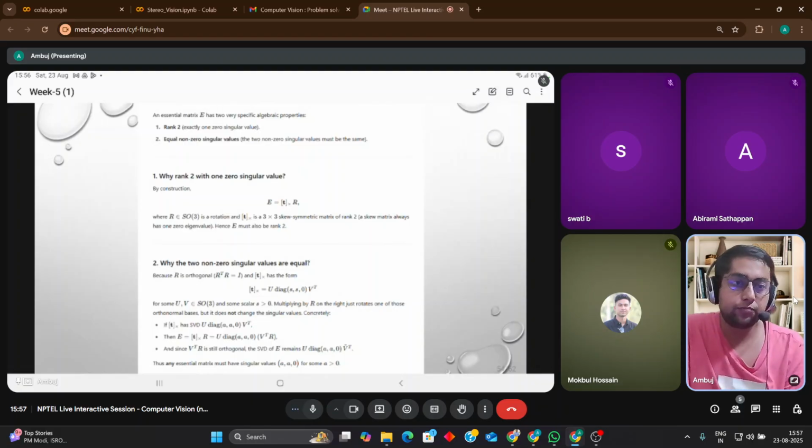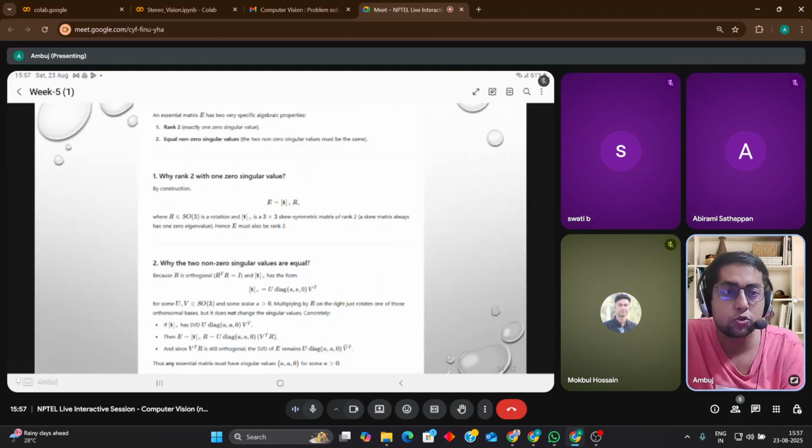Essential matrix E, which I have been talking about from the first question itself, has two very specific algebraic properties. First of all, it is rank 2. Exactly one singular value is zero, and the other two non-zero singular values are equal.